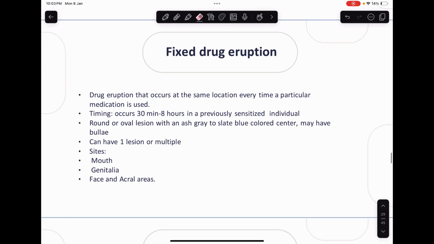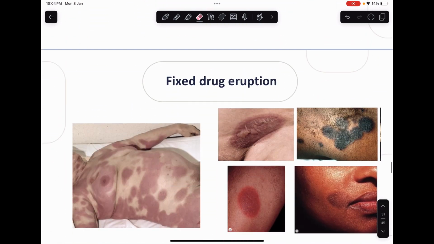نجي الحين للfixed drug eruption. الfixed drug eruption هو عبارة عن drug eruption that occurs at the same location every time a particular medication is used. فمثلا ياخذ هذا الميديكيشن كل مرة ياخذ هذا الميديكيشن راح تطلع الليجن نفس المكان كل مرة ياخذ هذا الدرج. يكون شكلها طبعا دسكي أو ash grey. ممكن يكون معها بني. ممكن تكون solitary أو multiple. هنا نشوف شكلها.